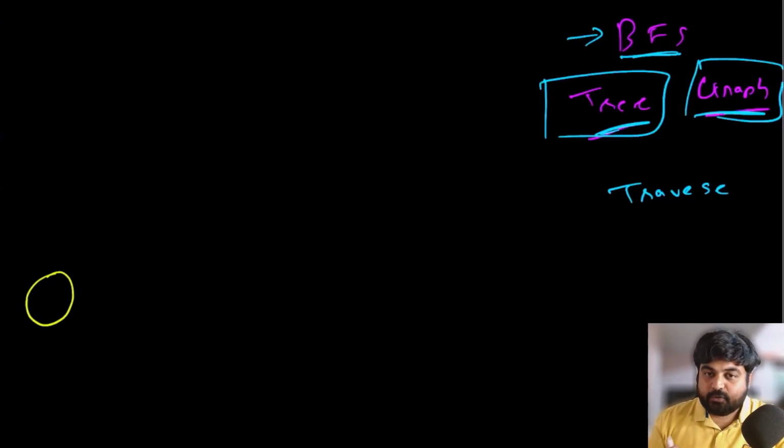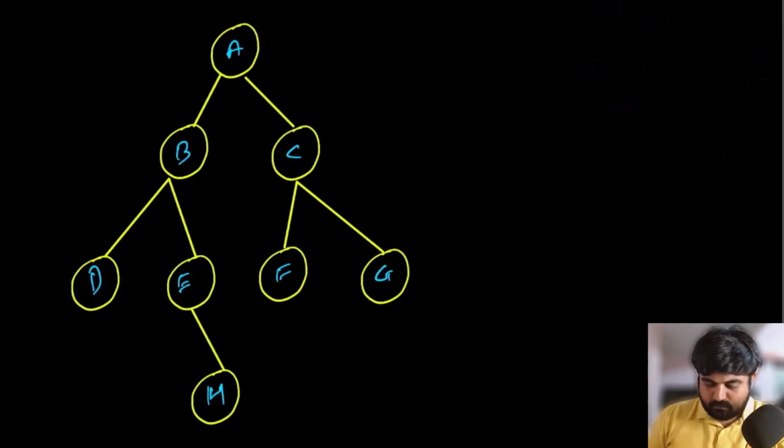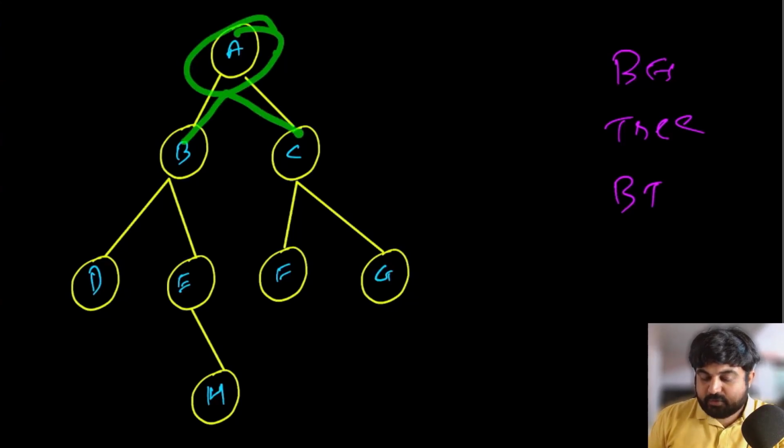For that I'm going to use one tree and one graph example. So first I have decided to show you BFS on a given tree. Now in this example we are using a binary tree. What binary tree means is that every single node has at most two children, nothing more than that. They can have less than two children, but they cannot have more than two children.